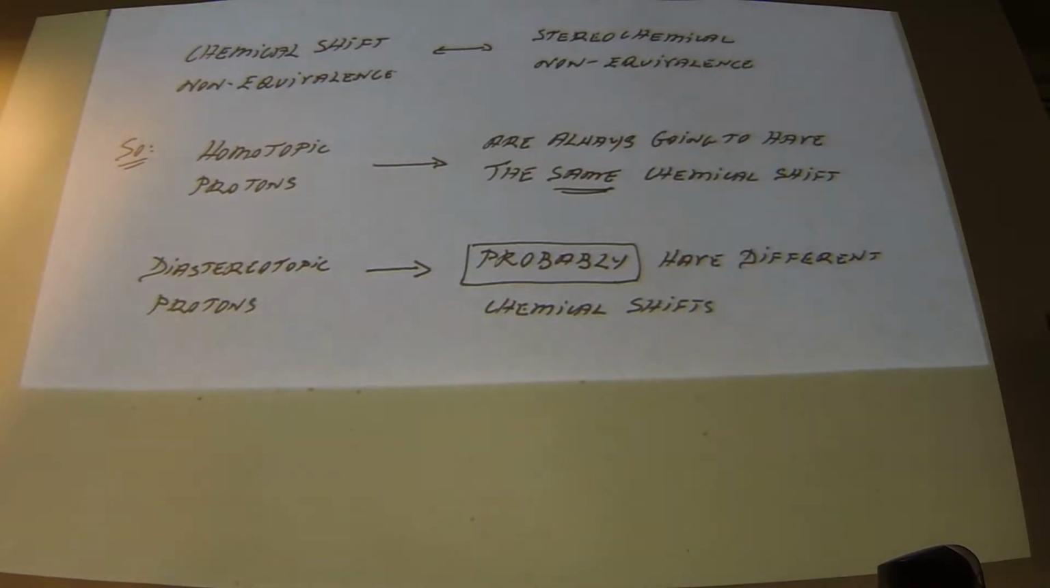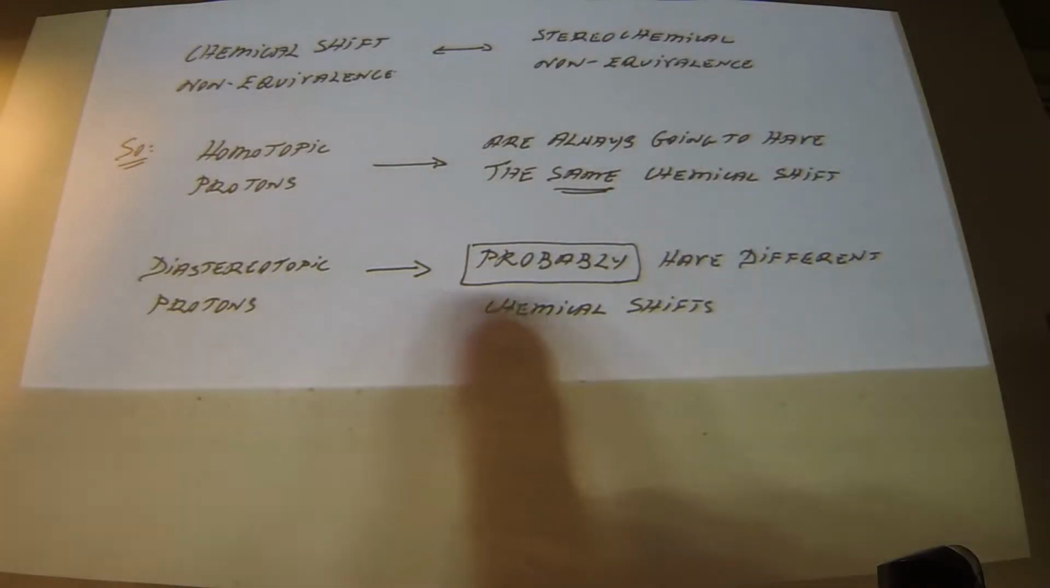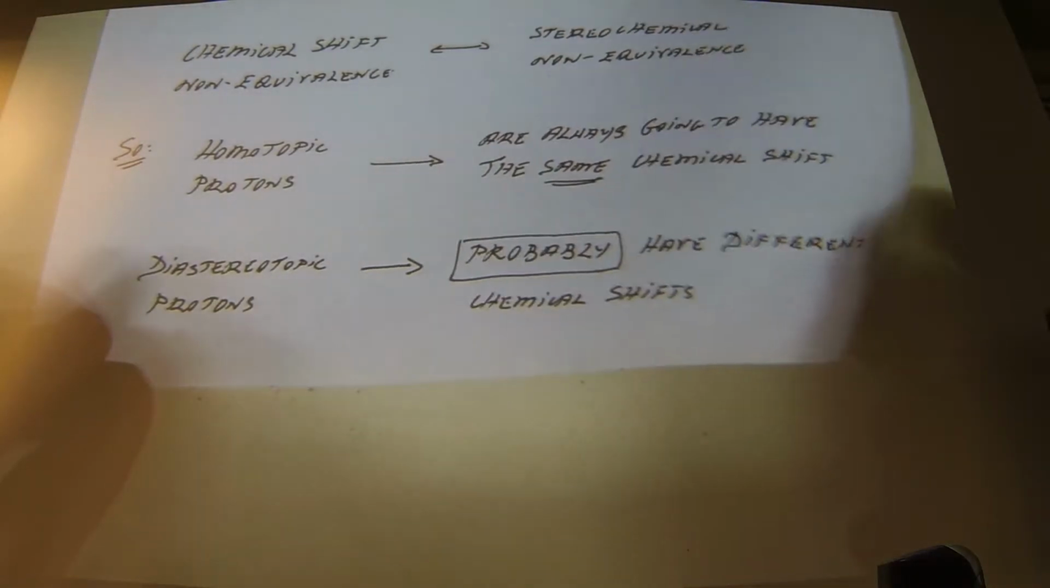probably have different chemical shifts. Now, why am I hedging? I told you last time. I'm hedging because, yes, they have different chemical shifts, but that difference may be tiny. And if it's small enough, and your spectrometer is, say, 300 megahertz and not a 600, then that little tiny difference in chemical shift may be too small for you to see. And so, if they are diastereotopic, they probably have different chemical shifts. Okay.